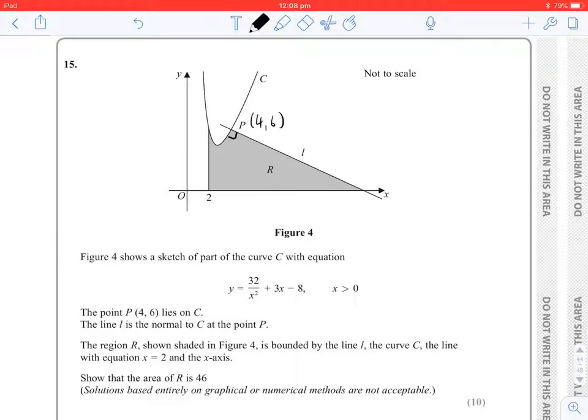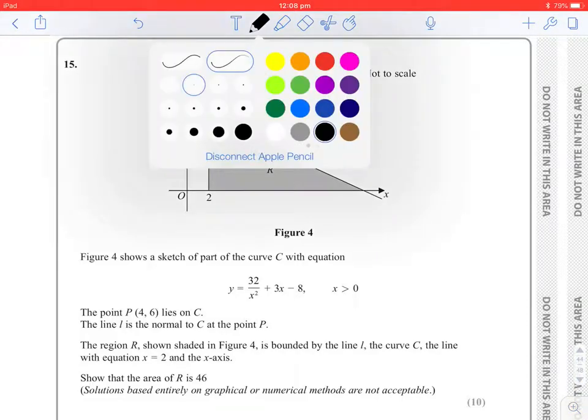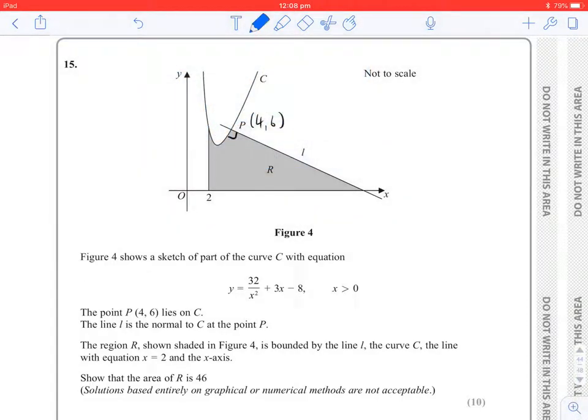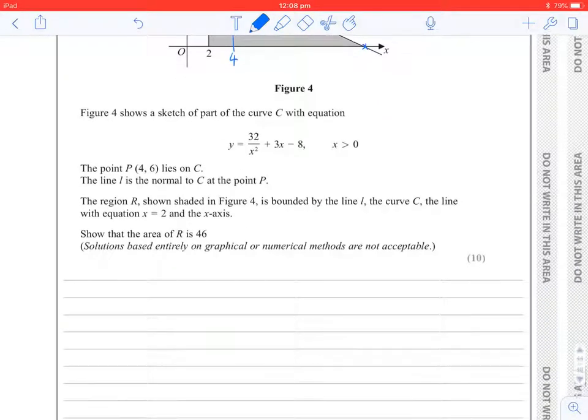So the way that I'm going to go about doing this is I'm going to split this up. I'm going to have a vertical line going down there, and I know that that is where x is 4. So I'm going to find this coordinate here, and then find the area of the triangle, and then integrate to find the area between 2 and 4, and then add the two parts together. In order to go about this, the first thing we need to do is find the equation for the line L.